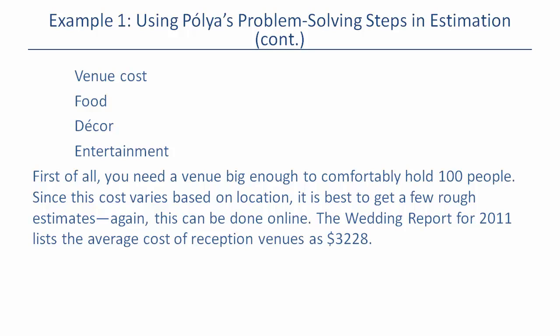One such report, the wedding report from 2011, said the average cost of a reception venue, just the venue alone, was $32.28. So do we leave it at $32.28? Do we leave it at $3,000? Do we leave it at $3,200? Do we leave it at $32.30, $32.50, right? I mean, you could round it to a bunch of different things just depending on how precise you want to be.